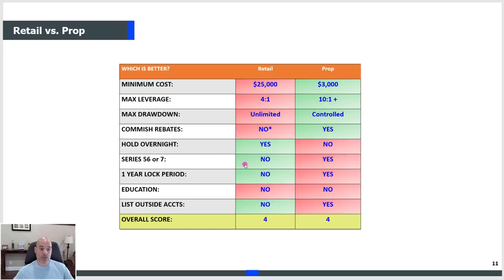Now, when it comes to testing or licensing, you have to have one for a prop account. You have to have a Series 56 or a Series 57 or a Series 7. That means you have to go and take the test. Series 7 is 200 questions. You have to pass it with at least a 70%. Series 56 or 57, there are 100 questions. And guess what comes with that?